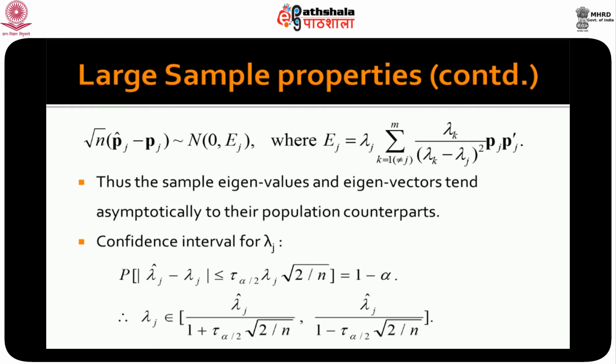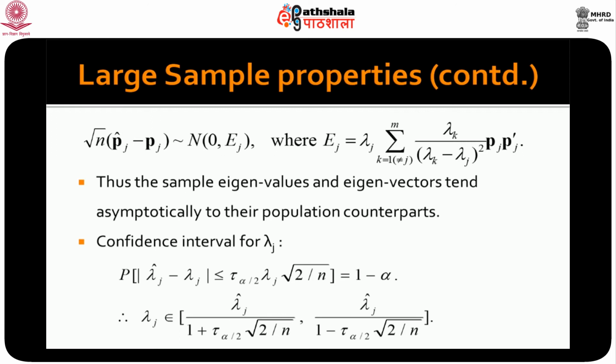It implies that we can form confidence intervals for the lambda j's, and then after a little algebra what we can find is that lambda j lies between the two limits: lambda j hat divided by 1 plus tau alpha by 2 root over 2 by n, and lambda j hat divided by 1 minus tau alpha by 2 root over 2 by n. So this gives us the two confidence limits for lambda j.